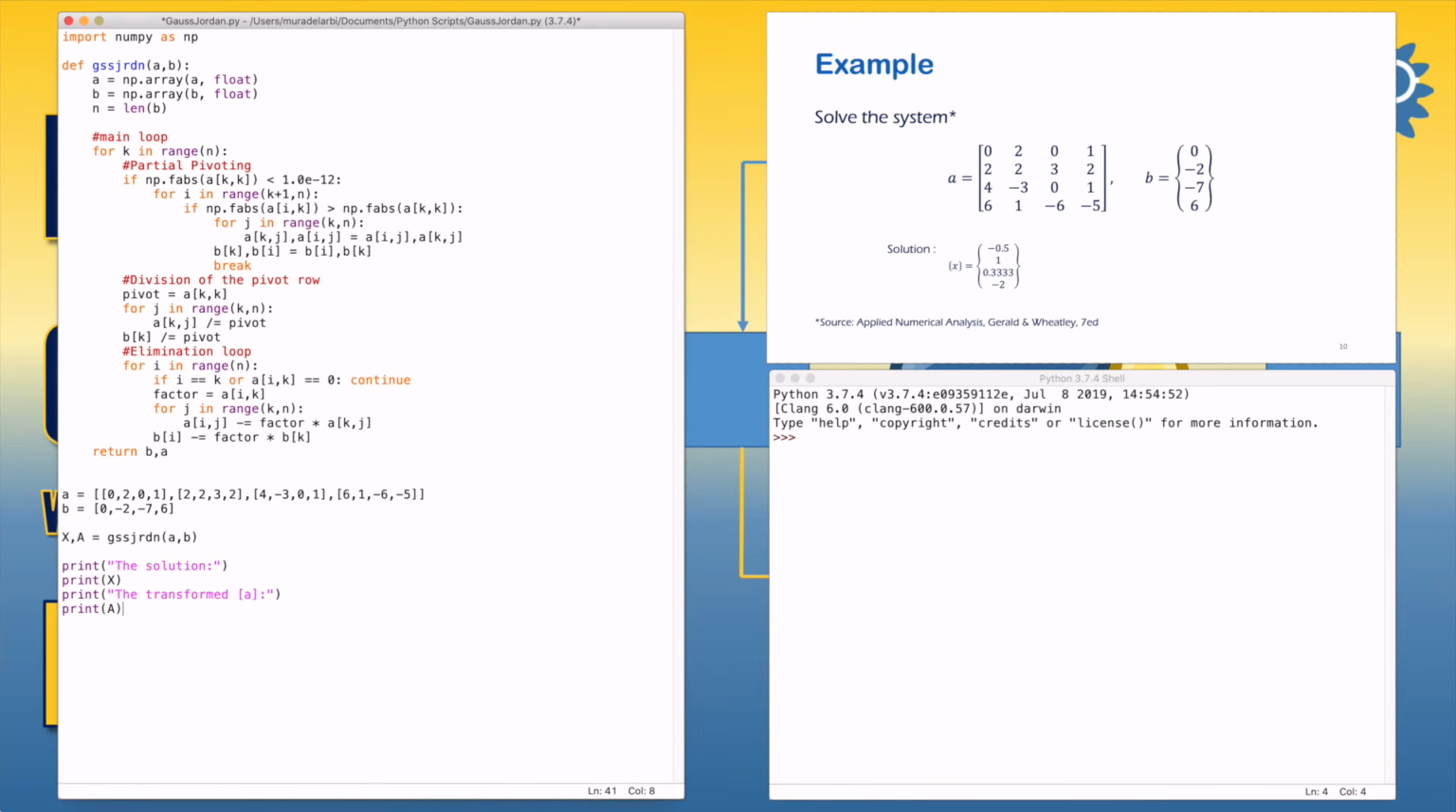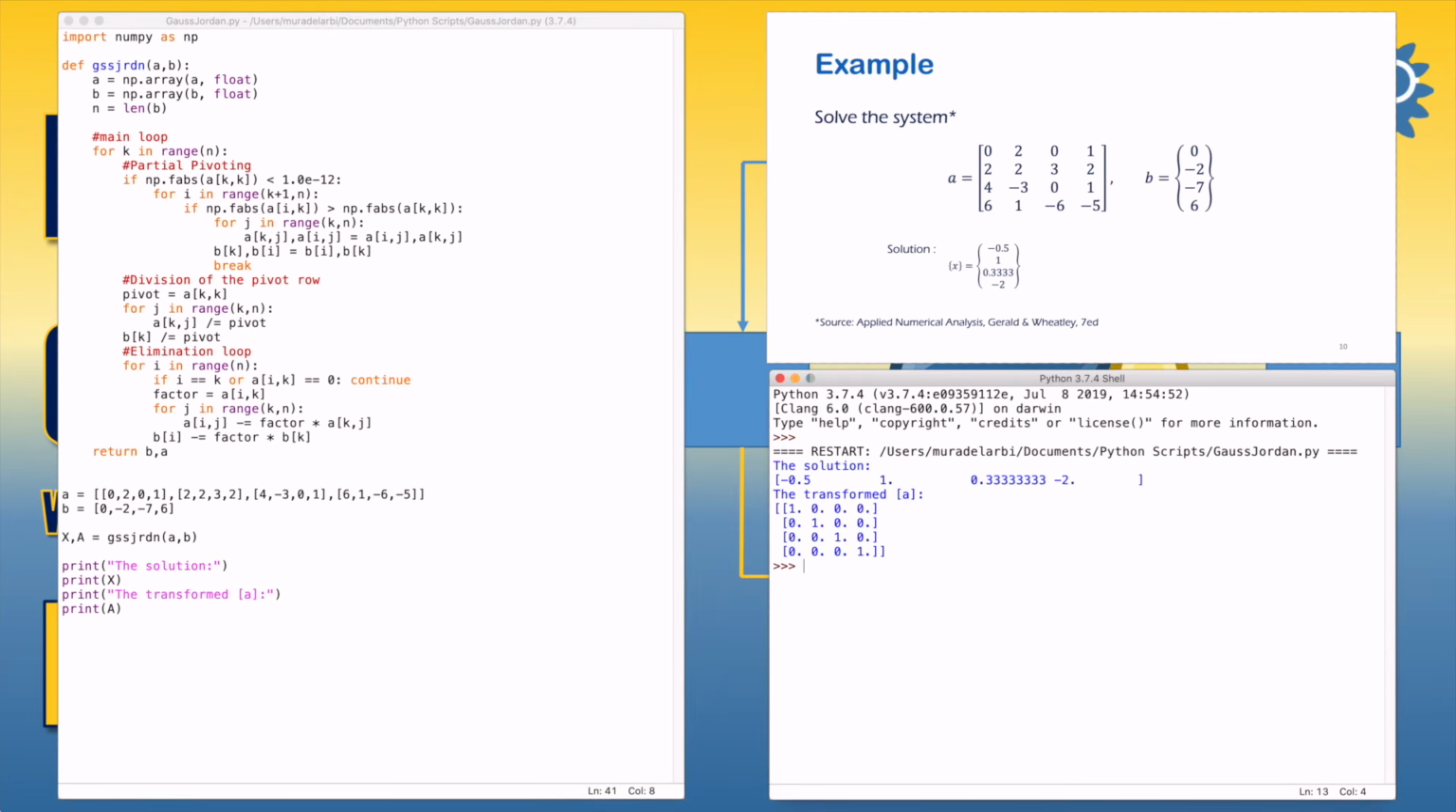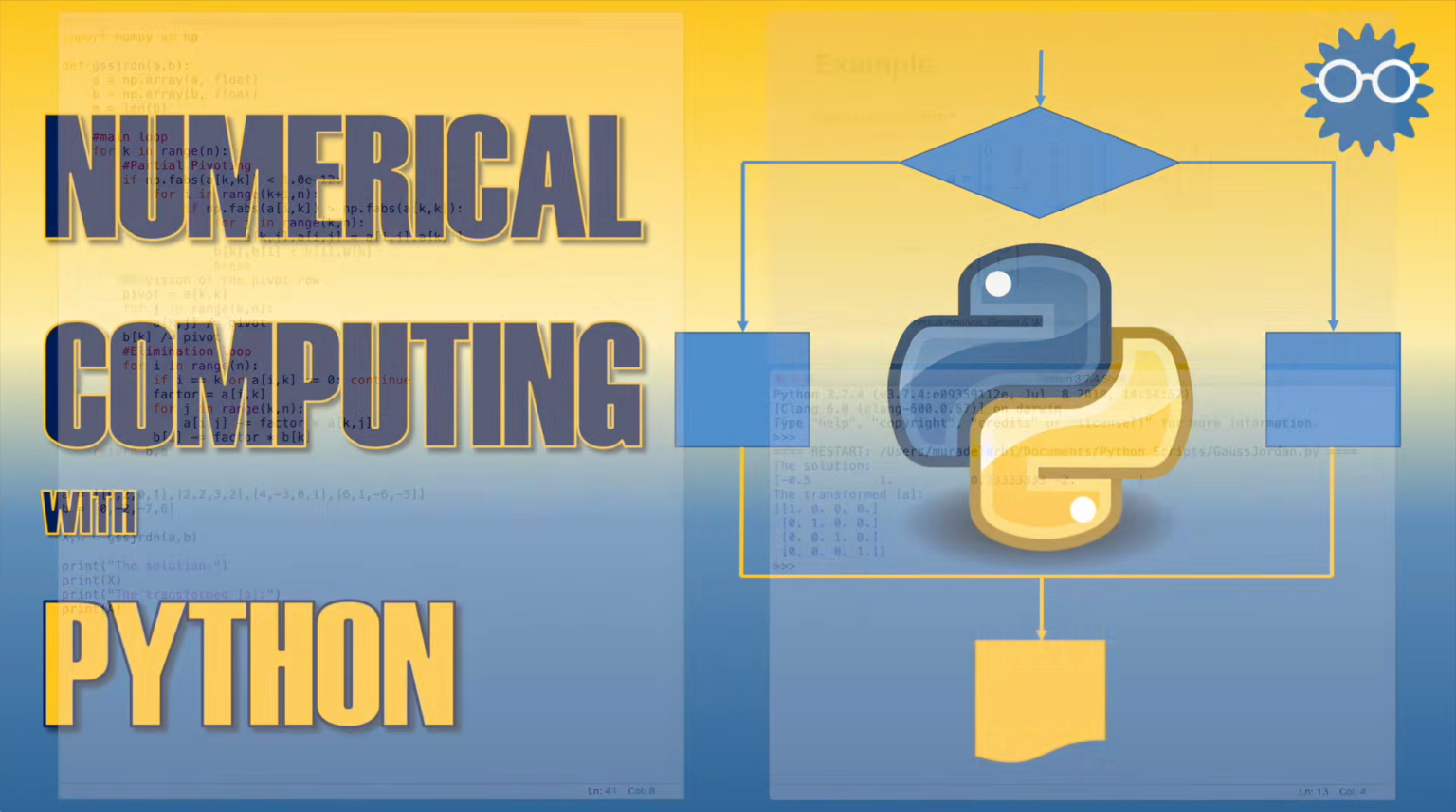Now let's run the code and check the results. So as you see here, we obtained the exact solution as we solved the problem manually, and the transformed coefficients matrix shows that the transformation is successful to the identity matrix.